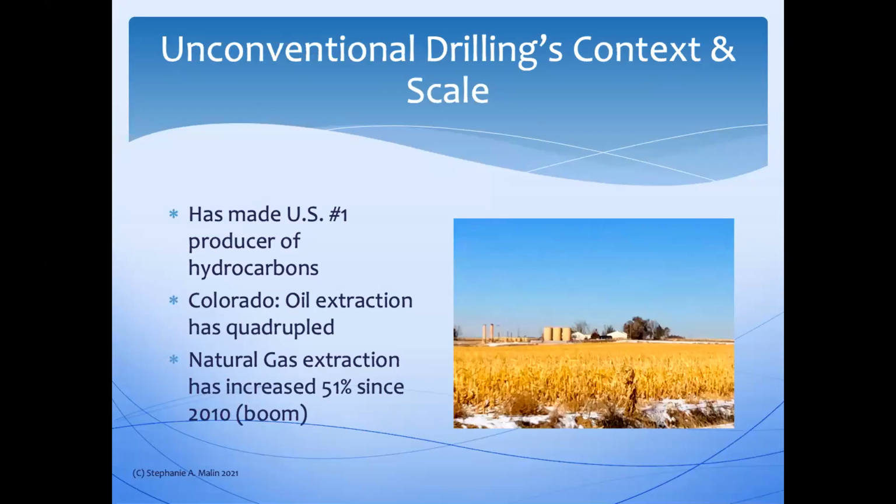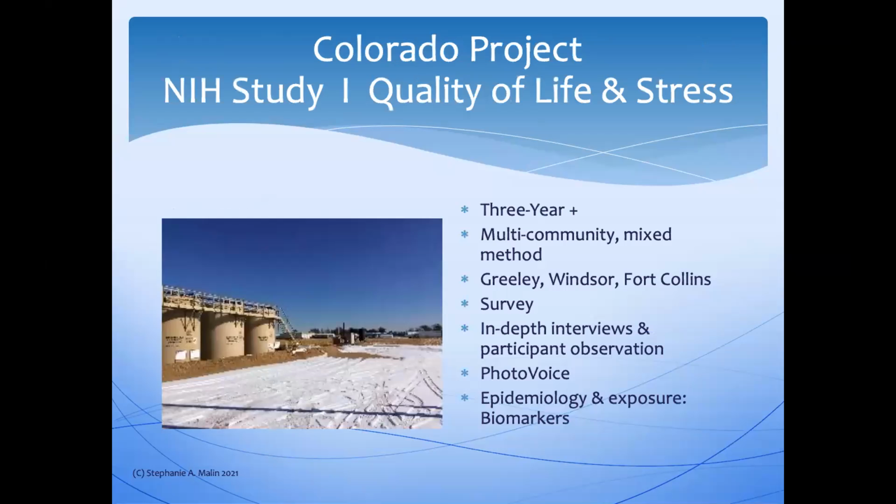So the context and scale here is that our hydraulic fracturing boom in the US since about 2008 has made the US the number one producer of hydrocarbons. We have seen oil extraction quadruple in Colorado since 2010, and natural gas extraction increased 51% since then as well.